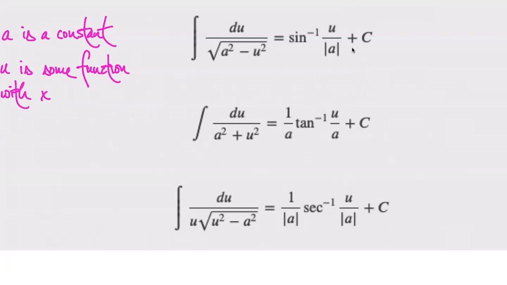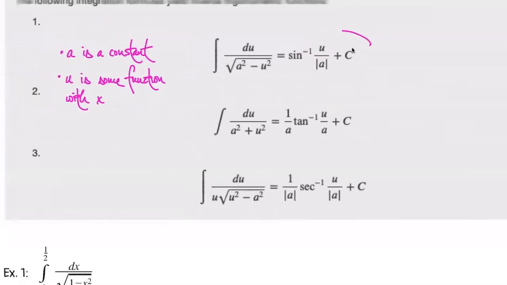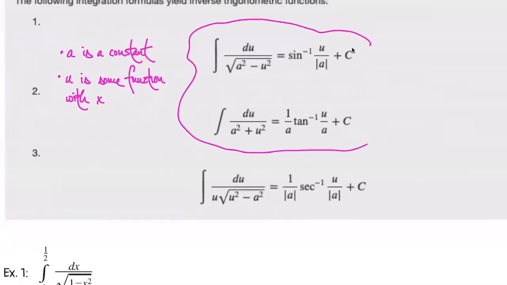Right? Now, I do want to put a circle around these first two. These two are common in Calc 2. All right, so you'll see these at the end of a problem: you've done all this work and one of the parts might be an inverse sine or an inverse tangent, okay?